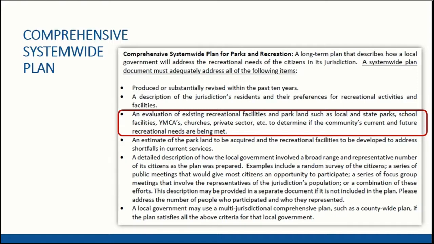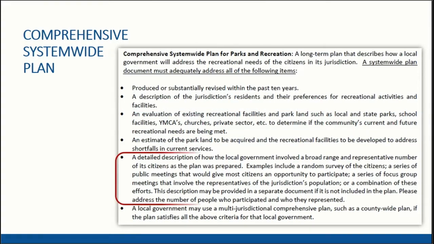Say you're a county system and your plan only includes the parks that you own that are county managed, but you neglected to include anything that other municipal jurisdictions within your county have, or state parks, other areas in the region. Also private sector opportunities, fitness centers, gyms. Those are things that the community uses for their recreational needs to be met. So that needs to be that full inventory, especially in the comprehensive plan.